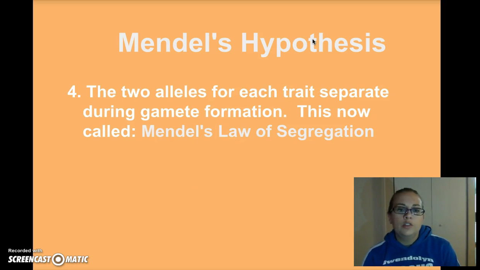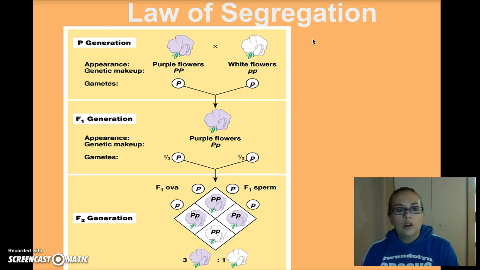And then finally, the two alleles for each trait separate during gamete formation, and we call this Mendel's law of segregation. So the law of segregation shows, if we look again at that P generation, the purple flower is going to have two capital P alleles. P is for purple, and so we show the dominant allele with the capital letter, and then instead of using a W for white, we just show a lowercase p for the white flowers because that's recessive. So the purple flowers contain the two capital P or dominant alleles. The white flowers have the two recessive alleles.